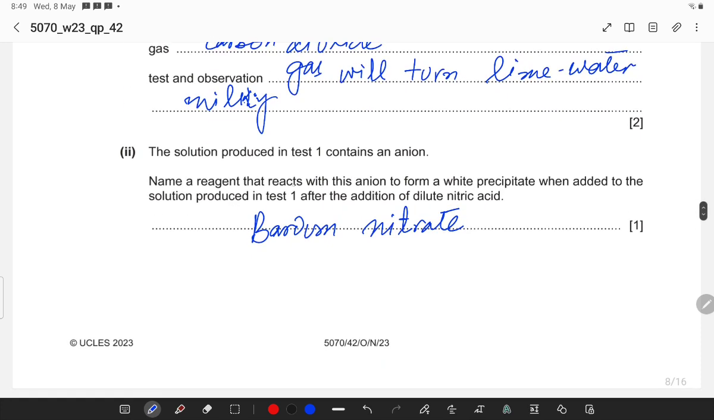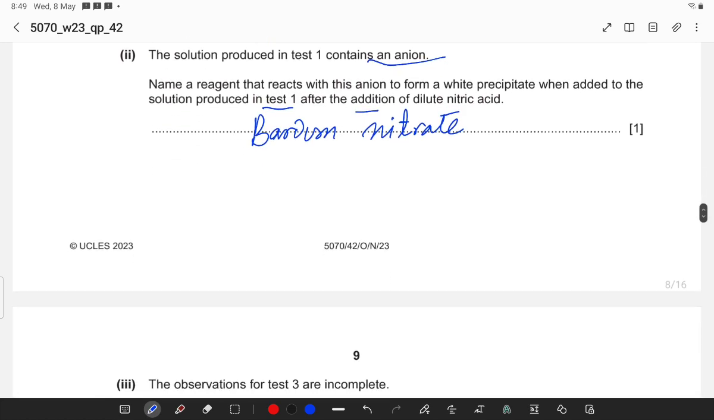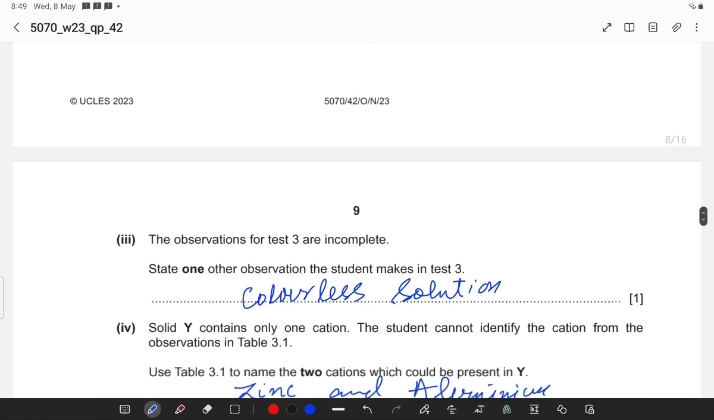The solution produced in test 1 contains an anion. Name the reagent that reacts with this anion to form a white precipitate when added to the solution produced in test 1 after the addition of dilute nitric acid. Barium nitrate is added, which gives a white precipitate of barium sulfate.